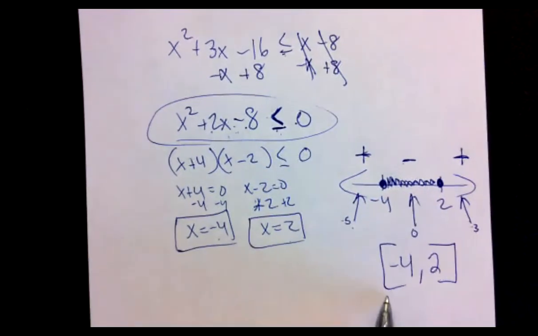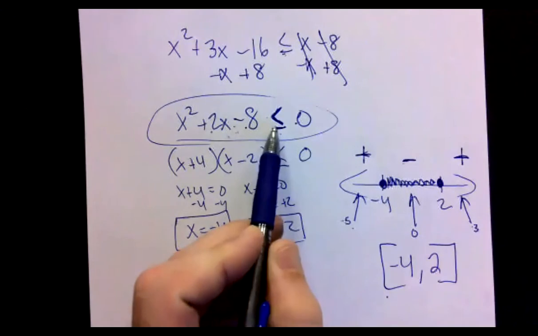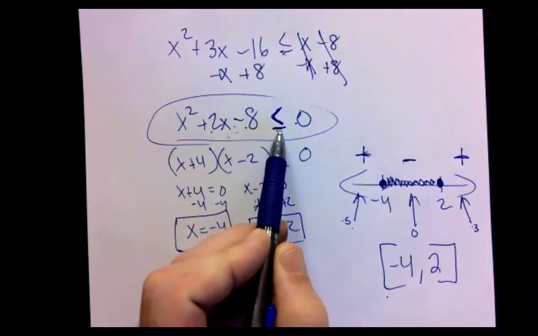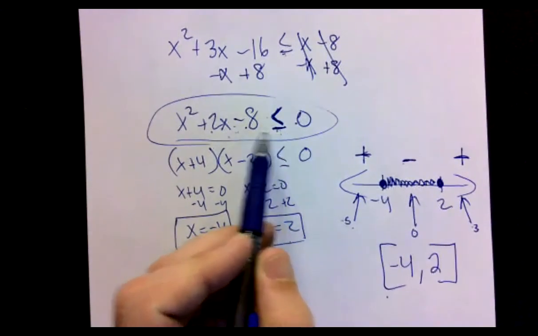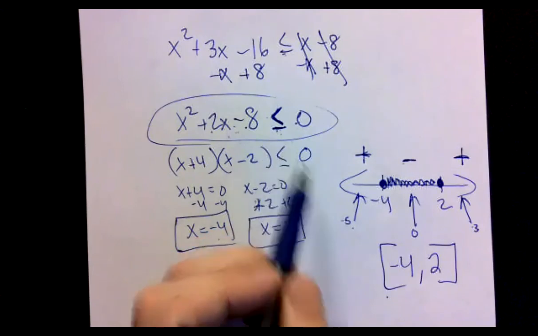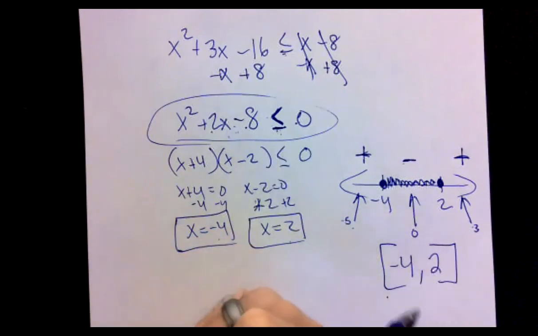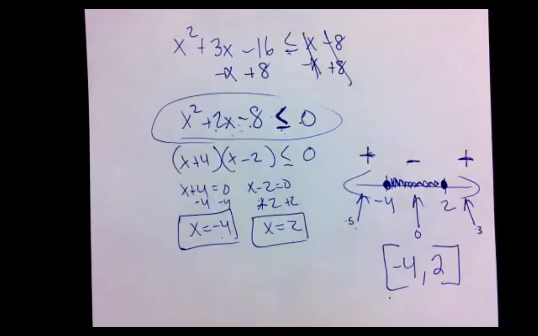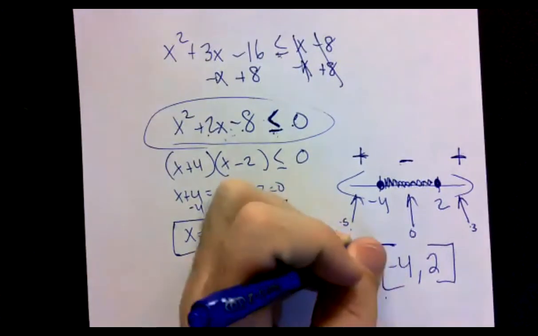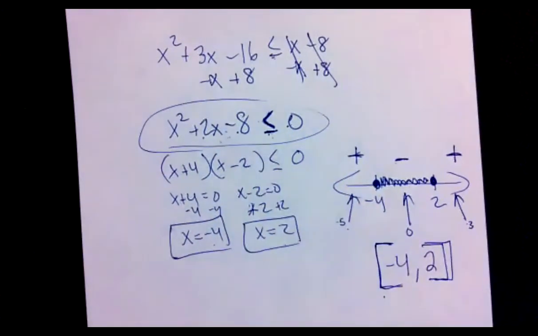And again, we use brackets because this was greater than or equal to or less than or equal to. Had the line underneath it. The previous problem did not have the line underneath it, so that's why we were using parentheses. And infinity always uses parentheses. But in this case, we're not dealing with infinity. We're just saying between -4 and 2.